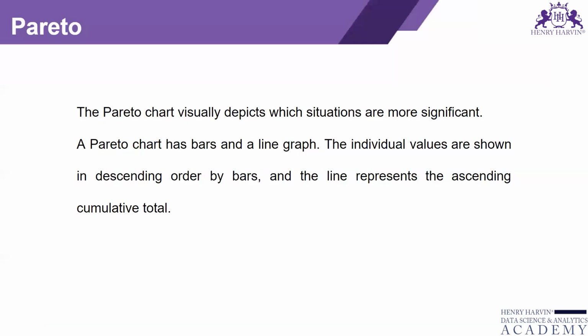Start with the first one, Pareto chart. The Pareto chart visually depicts which situations are more significant. A bar chart has a bar and a line graph. The individual Pareto chart has two things actually, a bar graph and a line graph.